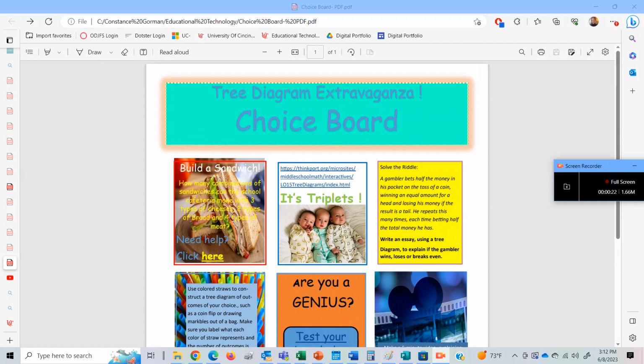Now, the lesson plan that I am using with this choice board is a tree diagram. So in a previous lesson, you assume that the students have been taught what a tree diagram is. They've had a chance to practice drawing those themselves using just coin flip options. But there are other ways of drawing diagrams for different situations. And that's what the first choice is. It's called Build a Sandwich.